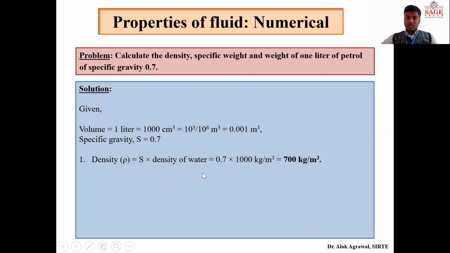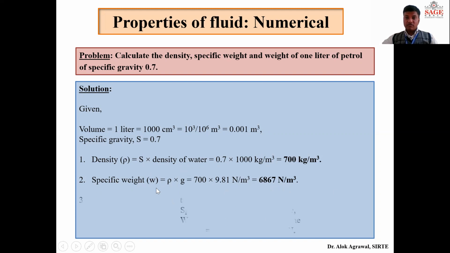Next is specific weight. Again, we know there is a relationship between specific weight and density, that is specific weight or weight density is equal to rho into g, that is mass density into gravitational acceleration. We have just calculated mass density as 700 and we know gravitational acceleration is 9.81. When we multiply, we get 6867 Newton per meter cube as our specific weight. This is a very simple calculation based on the formula that we have seen.